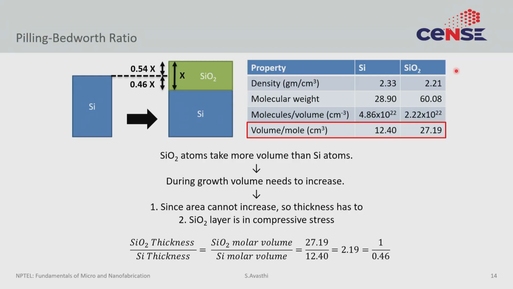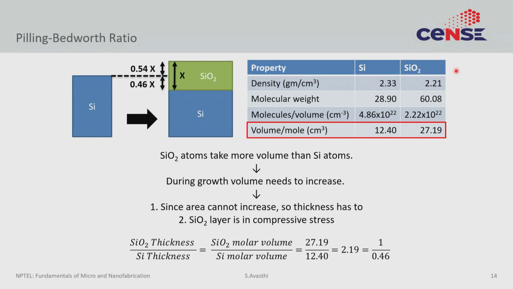One of the consequences of growing oxide on top of the silicon wafer is that you have to worry a little bit about the Pilling-Bedworth ratio. What it actually is, is a realization that the density of silicon and silicon dioxide is not exactly the same. Of course, atoms cannot be created or destroyed, so the number of atoms must be constant. So, if the silicon dioxide atoms take more volume than silicon, then expansion must happen somewhere. The area, of course, is constrained because you are doing the oxide growth on a wafer. The thing that is not constrained is the thickness.